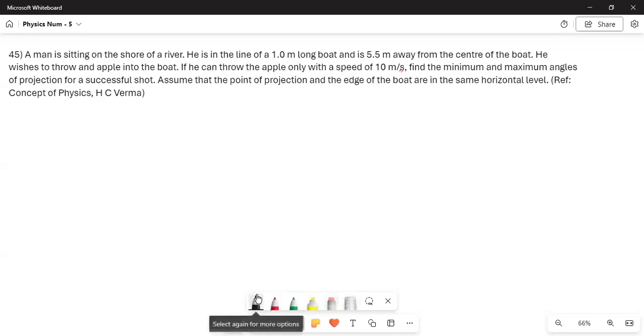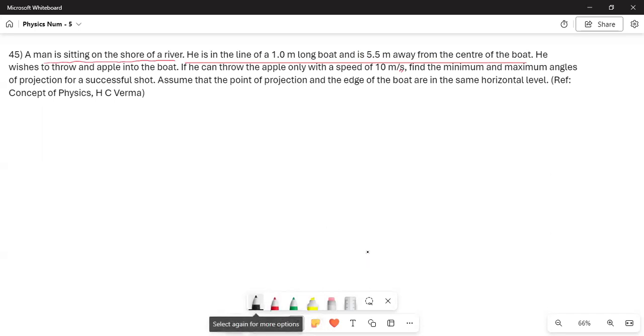So we have another problem. The problem says that a man is sitting on the shore of a river. He is in line with a 1 meter long boat and is 5.5 meter away from the center of the boat.